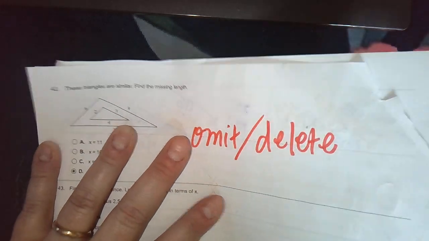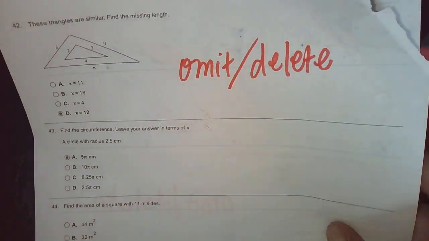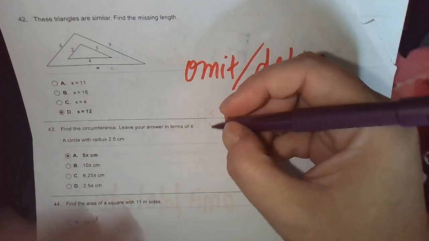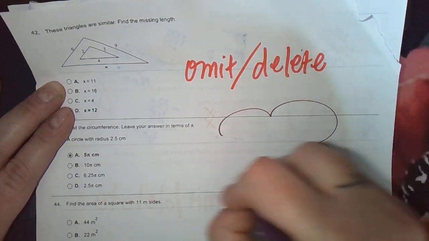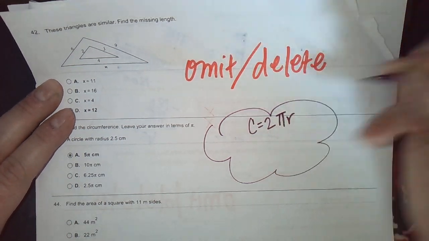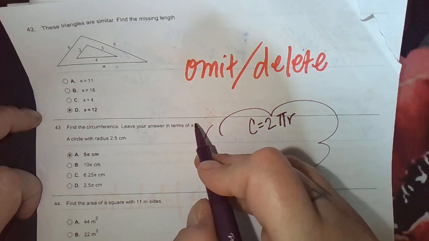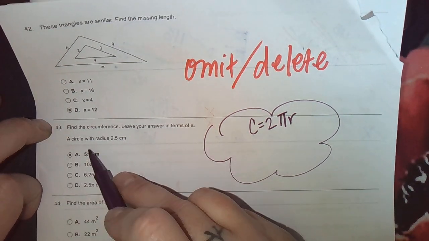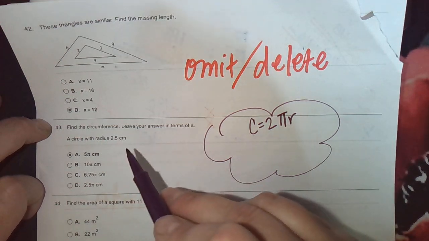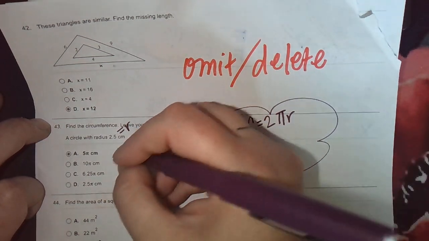Question 42 we omitted, deleted, because your test was too big. Yay! Number 43, it says find the circumference. Circumference for your cheat sheet is C equals 2 pi r. It says leave your answers in terms of pi. And then it says a circle with a radius of 2.5. Well, that's the r. So let's plug it in.